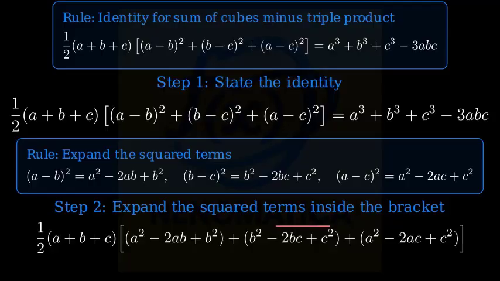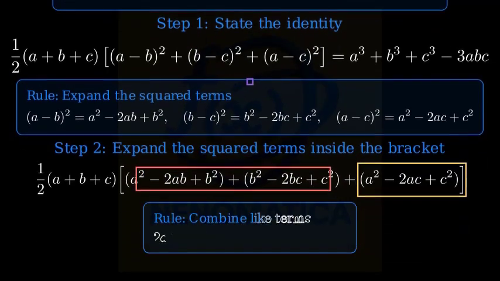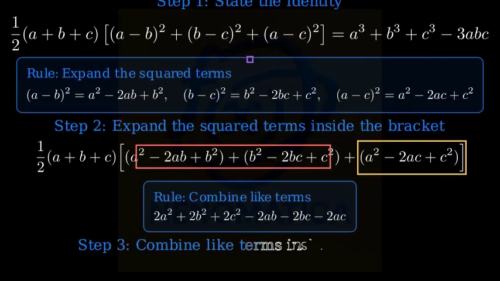Step 3. Combine like terms. Grouping all a squared, b squared, and c squared terms, and then the cross terms, we get 2a squared plus 2b squared plus 2c squared minus 2ab minus 2bc minus 2ac. Let's write that inside the bracket.